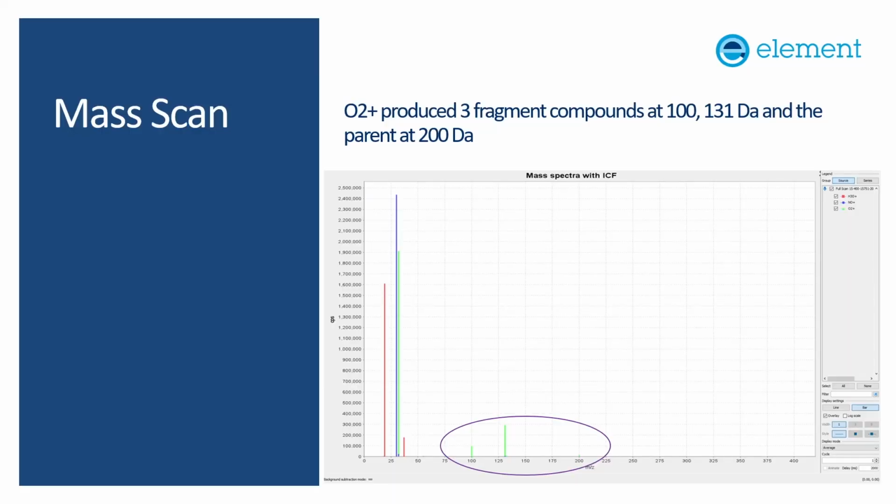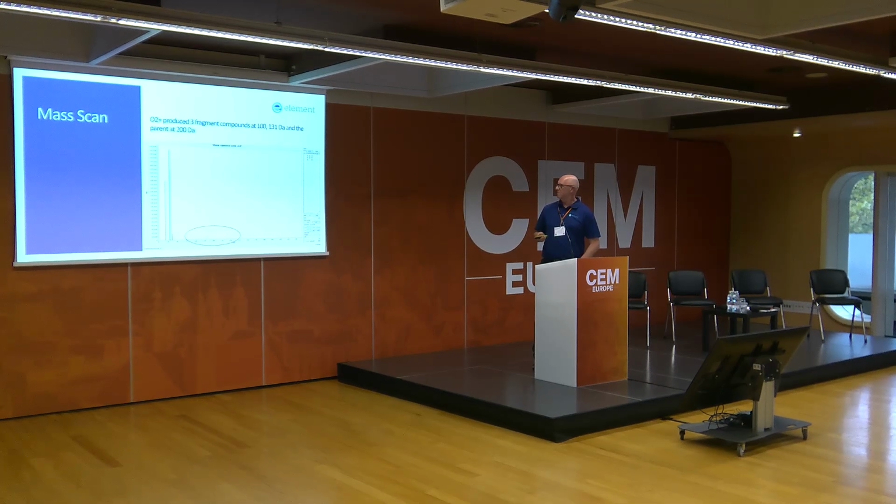So what we did see with the octafluorocyclobutane is that using the O2 plus reagent, it produced 2 fragment compounds at 131 Daltons, which you can see on here. I haven't picked a very good colour to show these up, but there are some green lines in here. So there's a peak shown at 100, 131 and 200, which is linked to the parent compound.